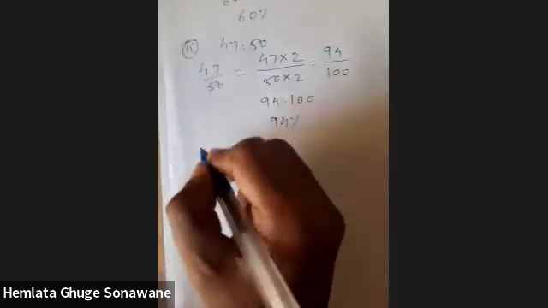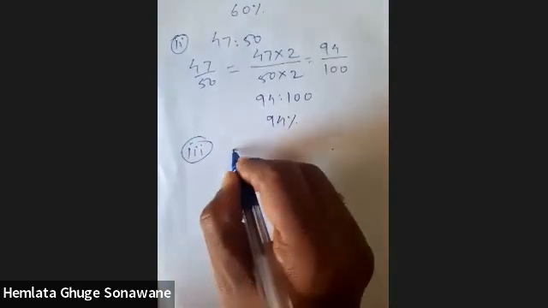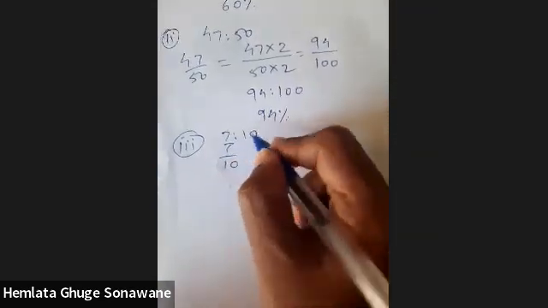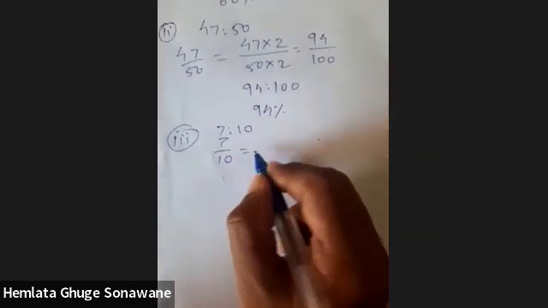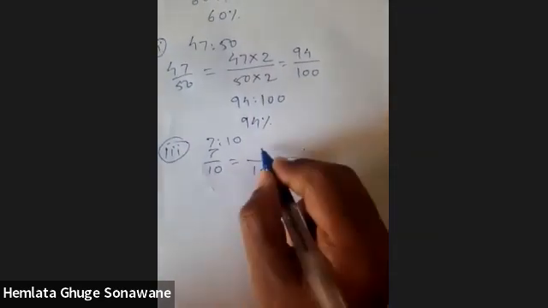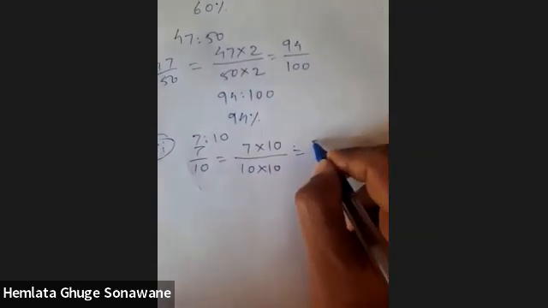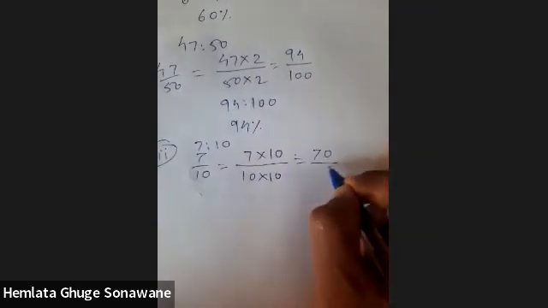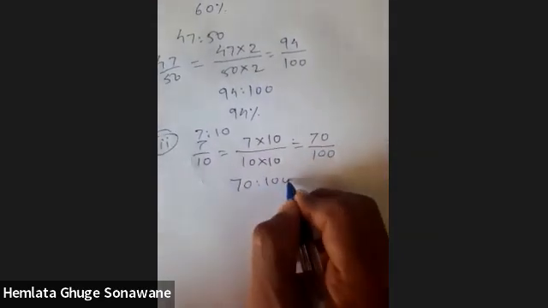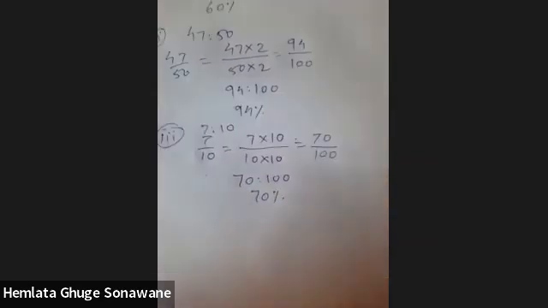Third example of question number 5, that is 7 upon 10. Sorry, 7 as to 10. We'll write as 7 upon 10. Here we'll multiply 10 with 10, so it becomes 100. Here also we'll multiply 7 with 10. That is 7 tens are 70, 10 tens are 100. So we have got the ratio as 70 as to 100. That is 70%.